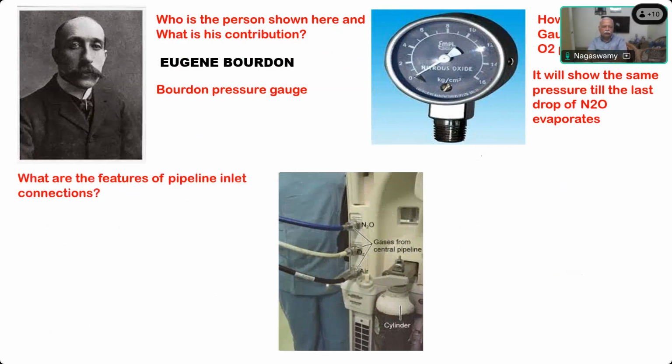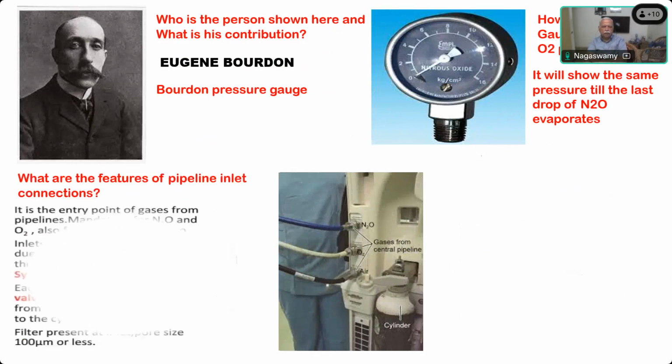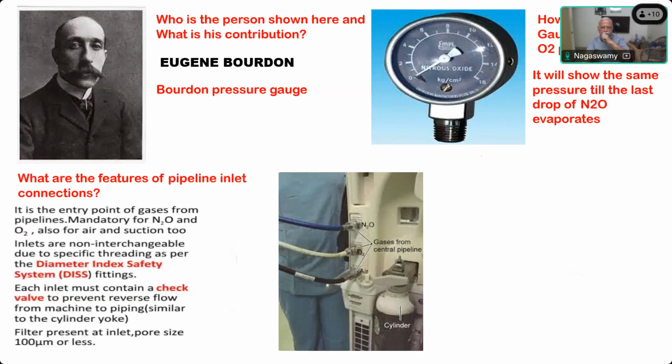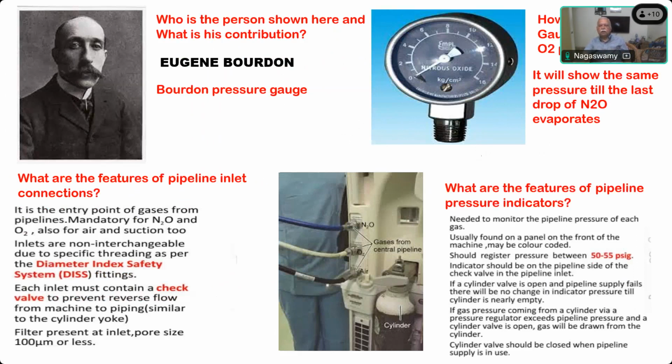Okay. What are the features of pipeline inlet connections? The entry points for the gases, nitrous oxide, oxygen and air, are at the back, and they are connected with what is called the diameter index safety system. And the features of pipeline pressure indicators: the working pressure is 50 to 55, and the cylinder is open by this pipeline supply. There will be no change in the indicator pressure till the cylinder is nearly empty. So if gas pressure coming from the cylinder via a pressure regulator exceeds pipeline pressure and the cylinder valve is open, gas will be drawn only from the cylinder. So the cylinder should always be kept closed when the pipeline supply is in use.